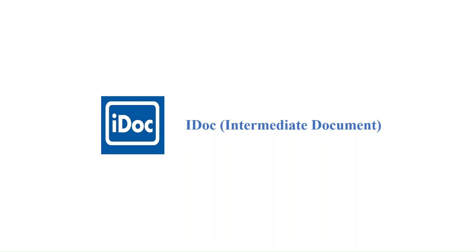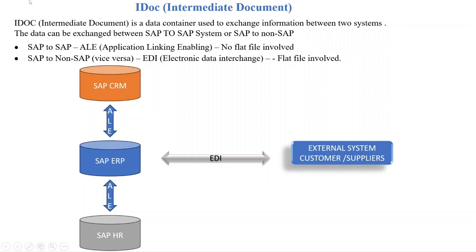Configuration about IDOC, about ALE. IDOC is a data container. In that container, where our data will be present, that data will be loaded in the IDOC. And that IDOC will go from one system to another system. If anything is sent out from SAP or received into SAP as a document, it is called an intermediate document.